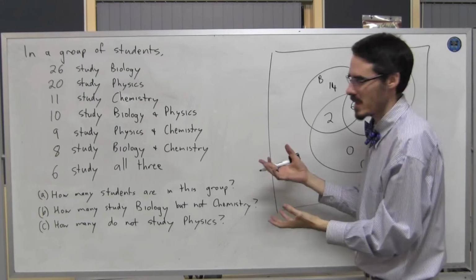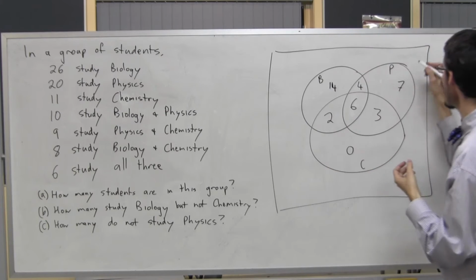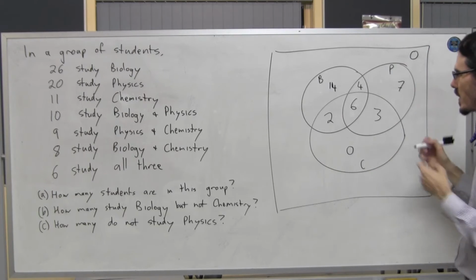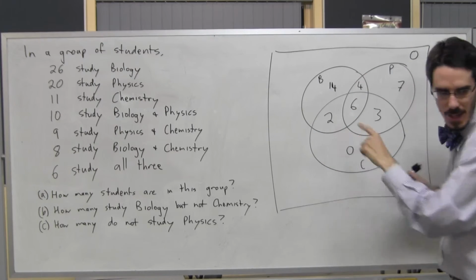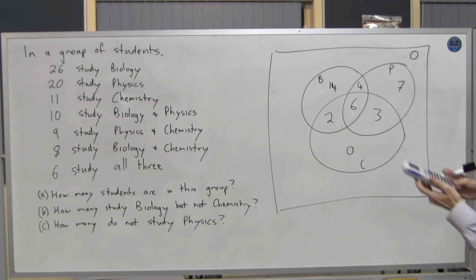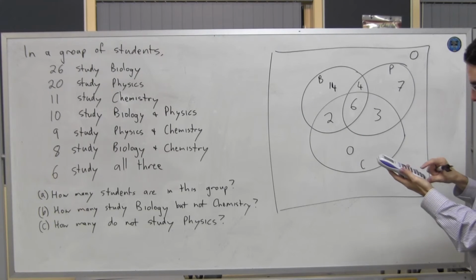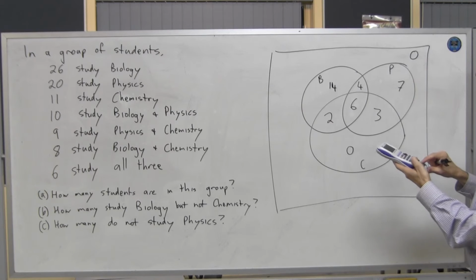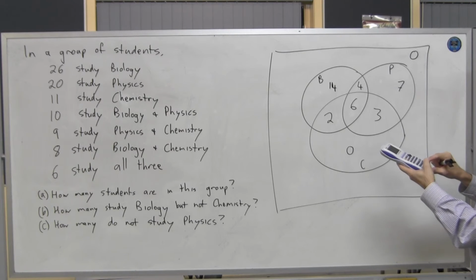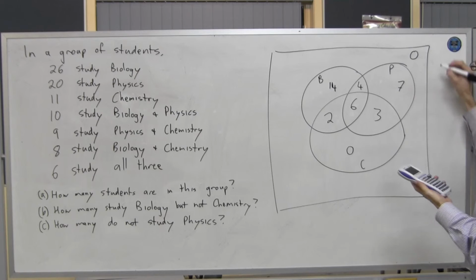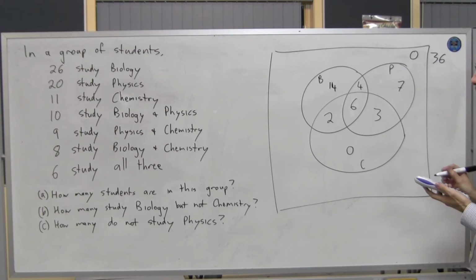Now I'm assuming there's no students here doing none of them, so my total number of students is just add up those numbers. Let's do it carefully. 14 and 4 and 7 and 2 and 6 and 3, and that's all. Means there's 36 students in total.